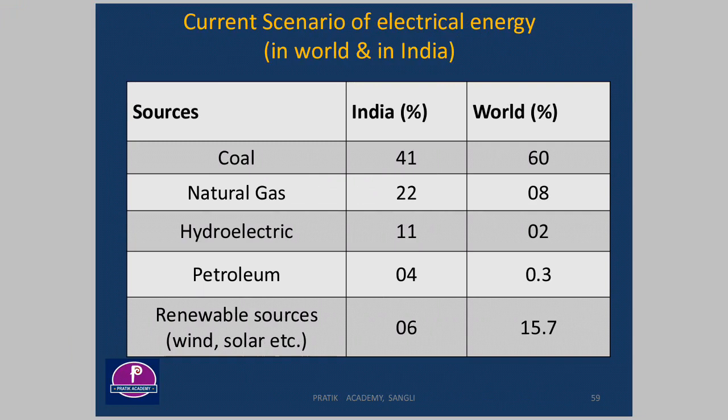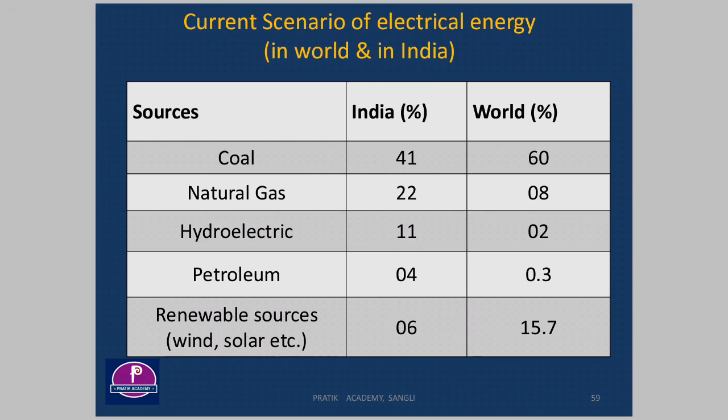If you consider hydroelectric power plants, that is hydro or dams, the contribution of these power sources is 11% in India, whereas in the world it is very low, 2%. If you consider petroleum products, that is diesel and petrol operated power plants, then their contribution is 4%. In the world it is just 0.3%.